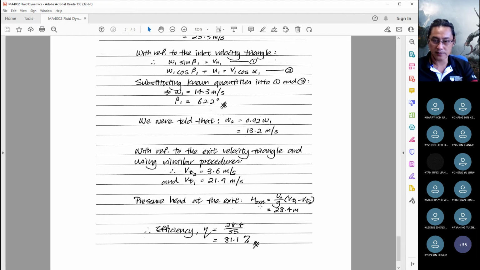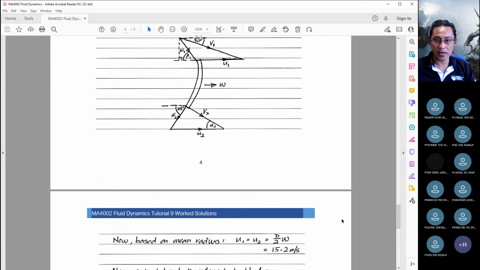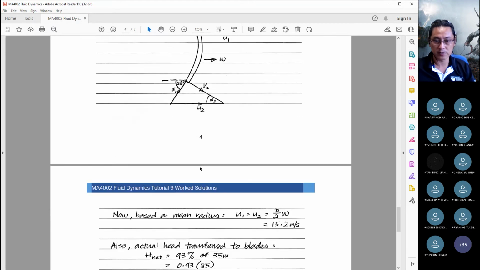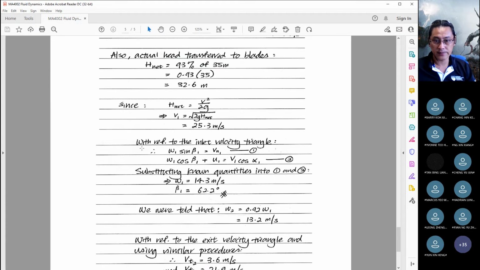H at the exit is nothing but what? U2 divided by g times (VT1 minus VT2). That begs the question, isn't it? What is VT1 and VT2? How do you get VT1 and VT2? VT1 and VT2 can be obtained if you guys establish relationships between the various different velocity components like this.